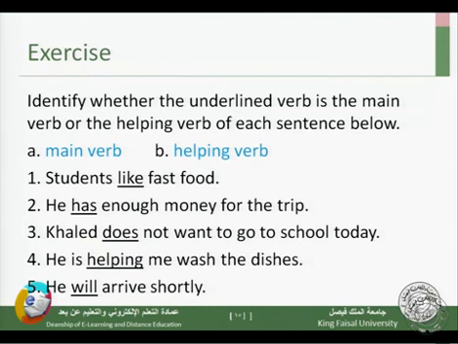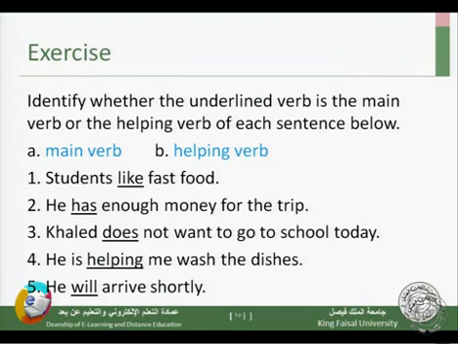Number 4, he is helping me wash the dishes. The underlined verb is helping, and we have is before it. Is functions as a helping verb. And helping in this sentence, he is helping me, helping is the main verb. So the answer of number 4 is A.